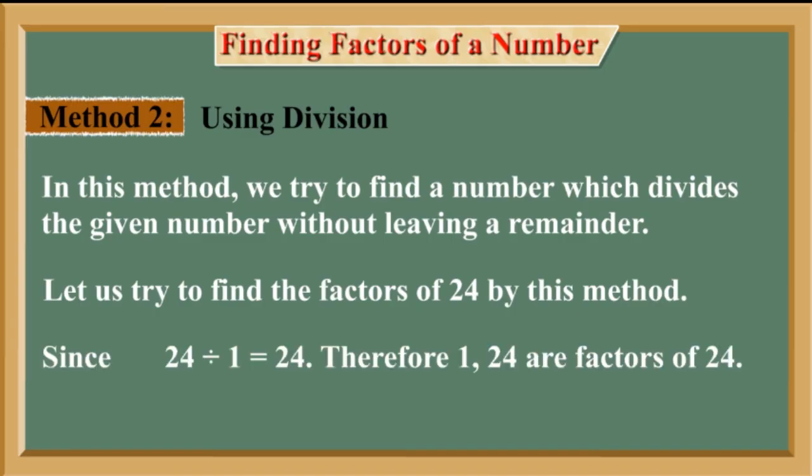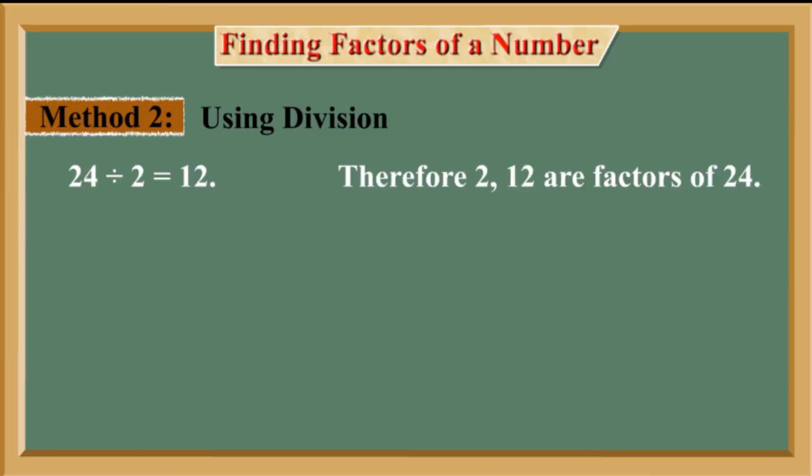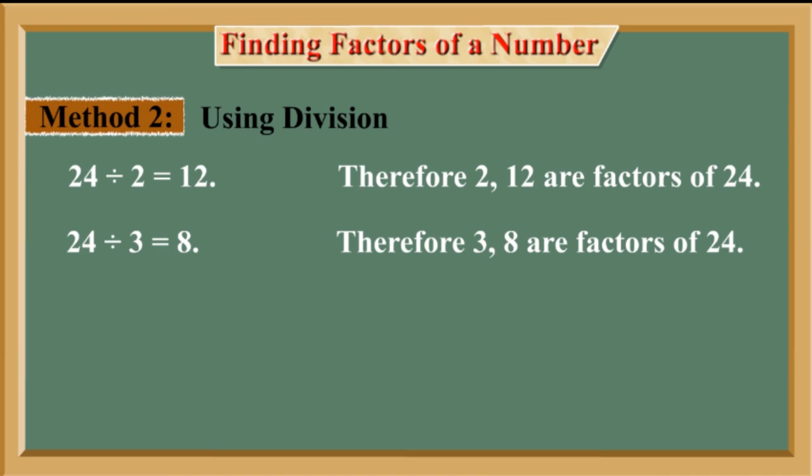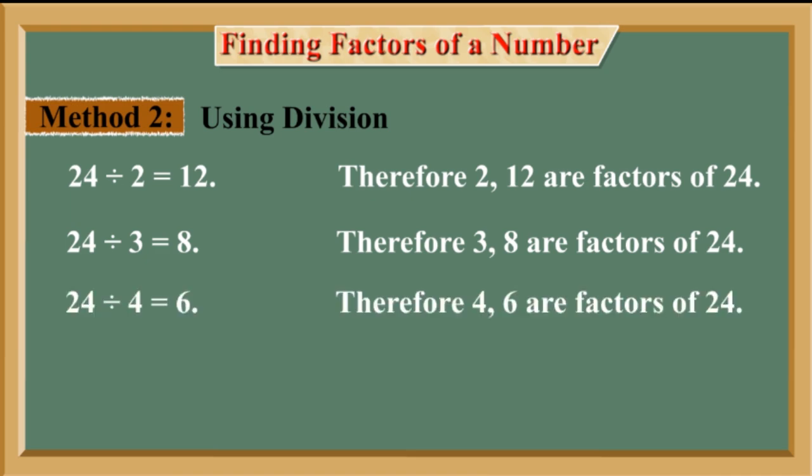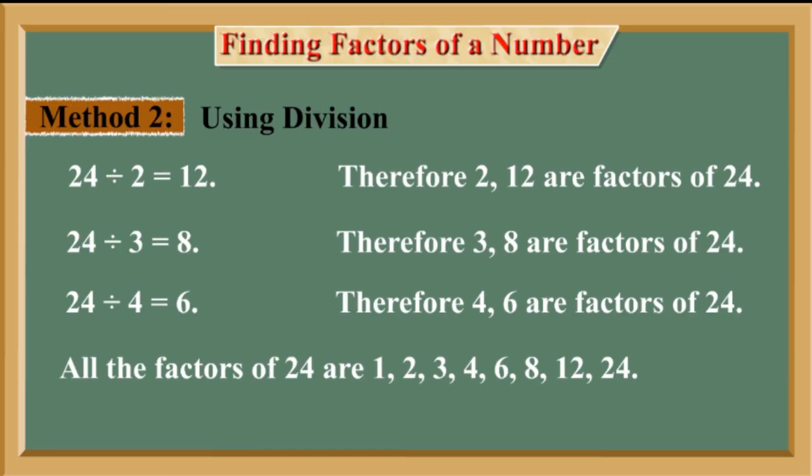Since 24 divided by 1 is equal to 24, therefore 1, 24 are factors of 24. 24 divided by 2 is equal to 12. Therefore, 2 and 12 are factors of 24. 24 divided by 3 is equal to 8. Therefore, 3, 8 are factors of 24. 24 divided by 4 is equal to 6. Therefore, 4, 6 are factors of 24. All the factors of 24 are 1, 2, 3, 4, 6, 8, 12 and 24.